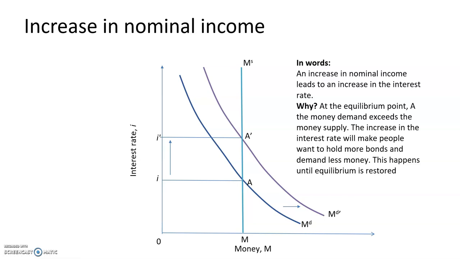Increase in nominal income. An increase in nominal income leads to an increase in the interest rate. Why? At the equilibrium point A, the money demand exceeds the money supply. The increase in the interest rate will make people want to hold more bonds and demand less money. This happens until equilibrium is restored.